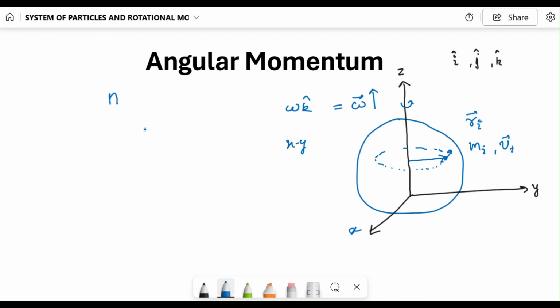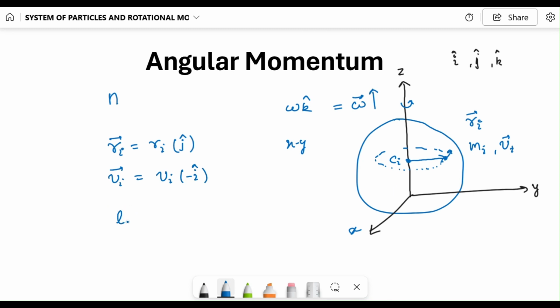Now let me write all these things here. Its position is ri, along positive y, so we can write it as ri j cap. What about velocity? These two things are in the xy plane. The velocity is along the negative x axis, so we can write its magnitude times the unit vector, minus i cap. Now, what about the angular momentum of this body? Let's say this is Ci, the center of this circle, which is lying on the axis of rotation.